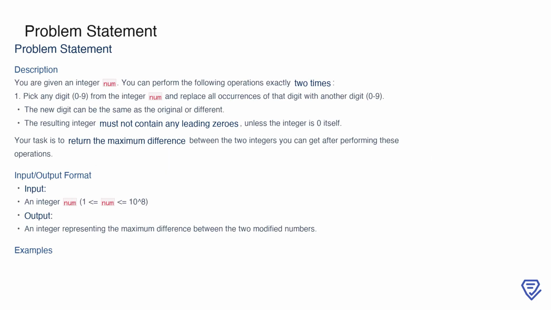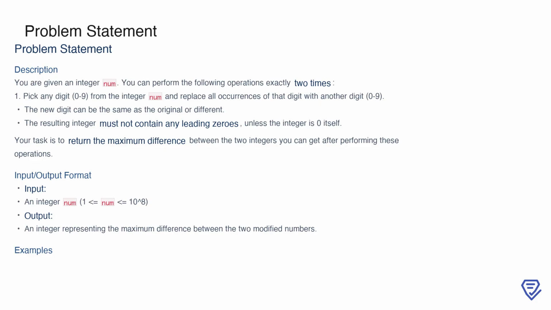In this problem, we are given an integer called number, and we need to perform a specific operation exactly 2 times. The operation allows us to pick any digit from the integer and replace all of its occurrences with another digit. This replacement digit can be any number from 0 to 9, but there's an important restriction: the resulting number cannot have leading zeros unless the entire number is 0. Using these two operations, our goal is to calculate the maximum difference possible between the two resulting integers.